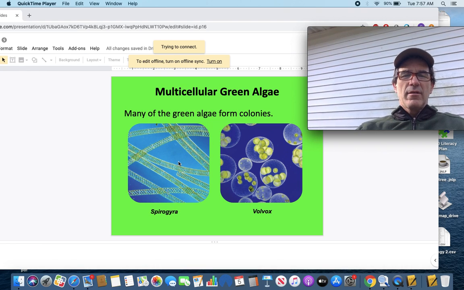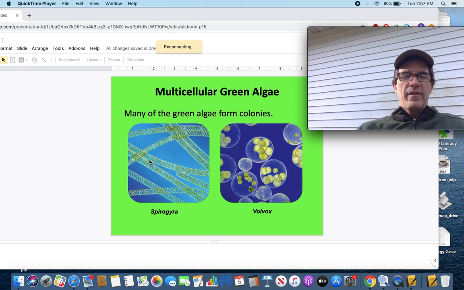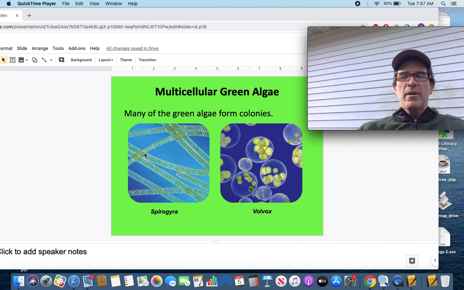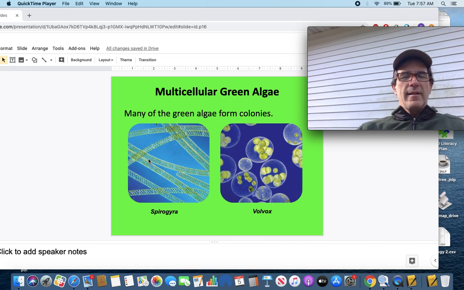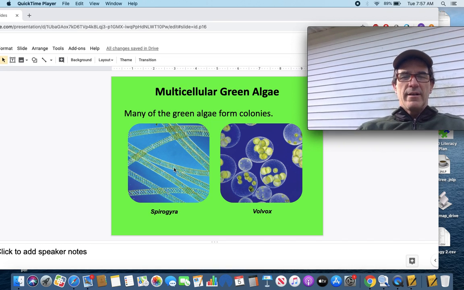Here are some of those different multicellular ones. Here's one of my favorites called Spirogyra. It's a long filamentous algae, about the thickness of your hair, and it has a chloroplast that's kind of a spiral shape, like the spiral in your notebook binder.